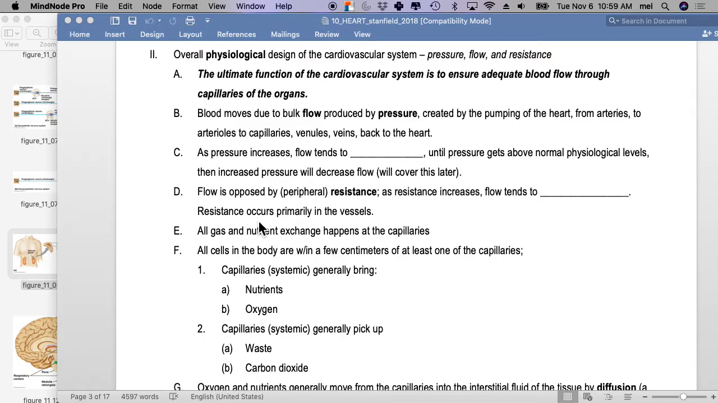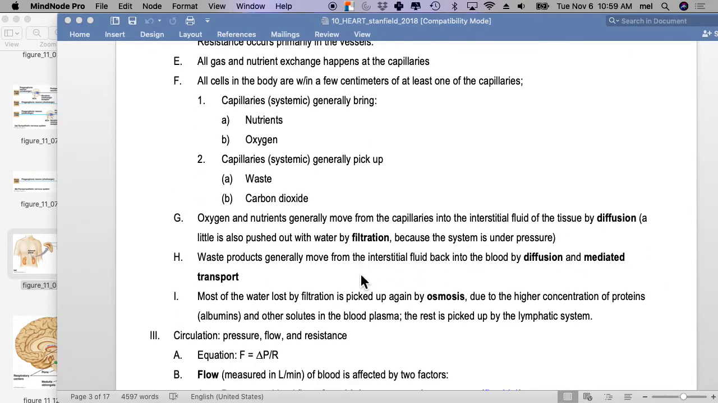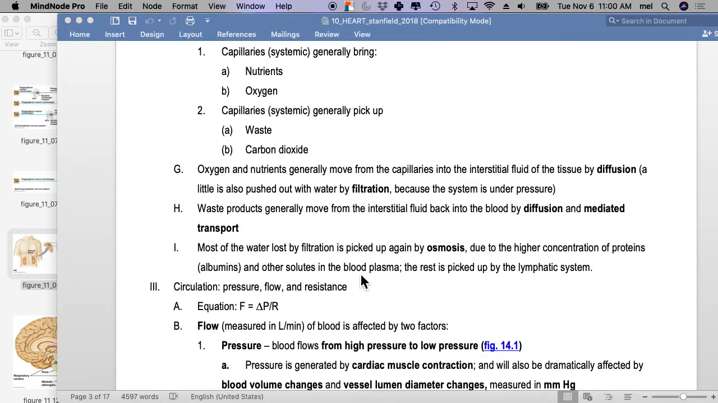Good? Okay, so now, why are capillaries so important? Well, you know this. All gas and nutrient exchange happens at the capillaries. It doesn't really happen at arteries and veins because they're too thick for gas and nutrient exchange. And so you already know this as well. Almost every cell in the body is within a few centimeters or millimeters of a capillary, and generally, like in systemic circulation, you know that you're bringing in oxygen and nutrients and you're taking away carbon dioxide and waste, and that's nothing new to you.